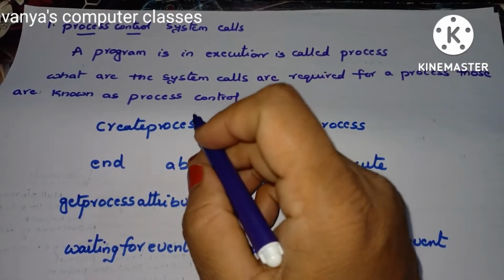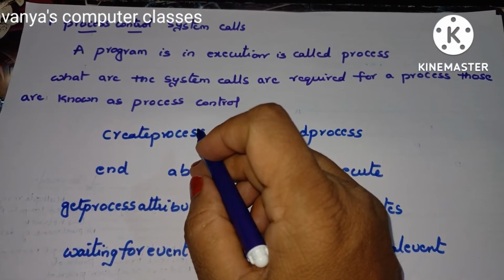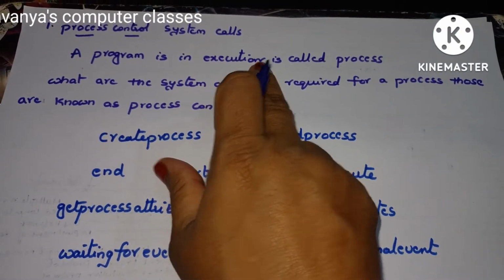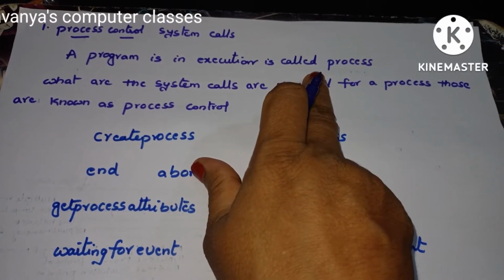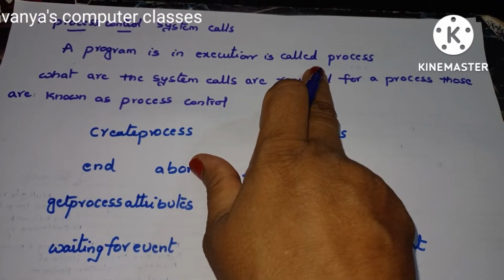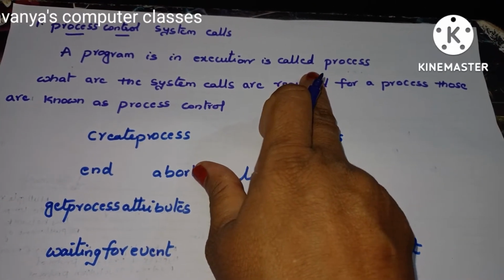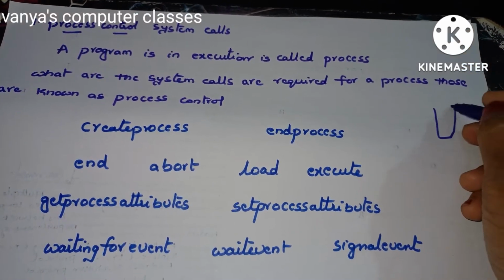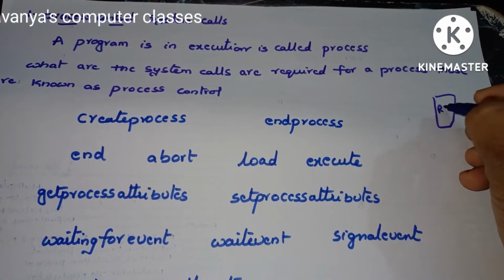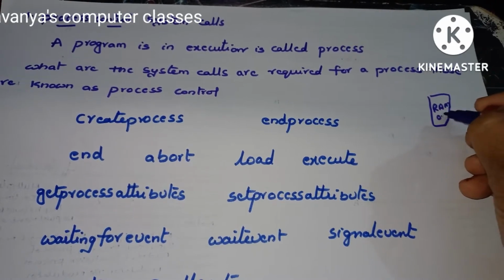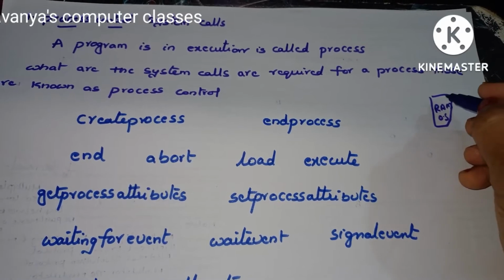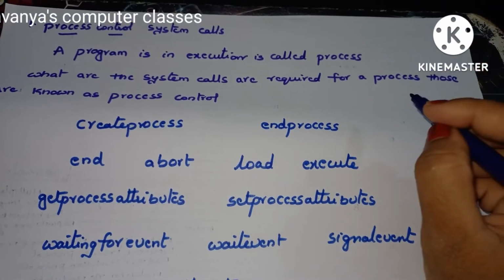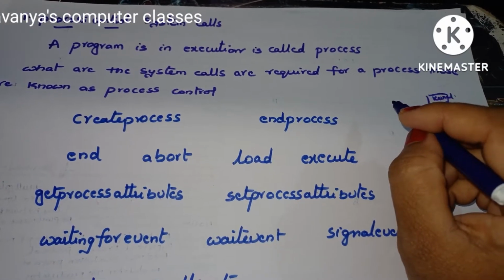Now I will clearly explain process control system calls. What does a process mean? Any program in execution is called a process. First we write the program, and whenever we execute it, it turns into a process. Whatever we write is also stored in RAM. The OS and everything are in the memory devices, and kernel mode is also here only. So any program in execution is called a process.